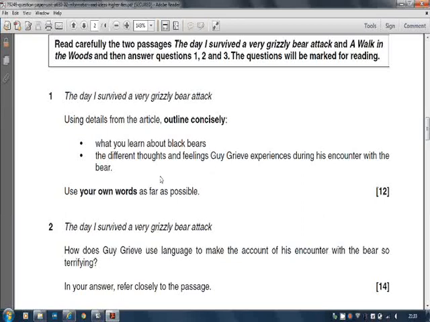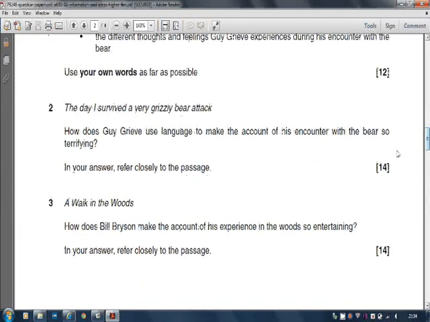There is a case for annotating that first article for information you find out about bears, and then for information you get with feelings and thoughts. And remember, I just use the code B for bears, T for thoughts, F for feelings, and that might take me 2 minutes.